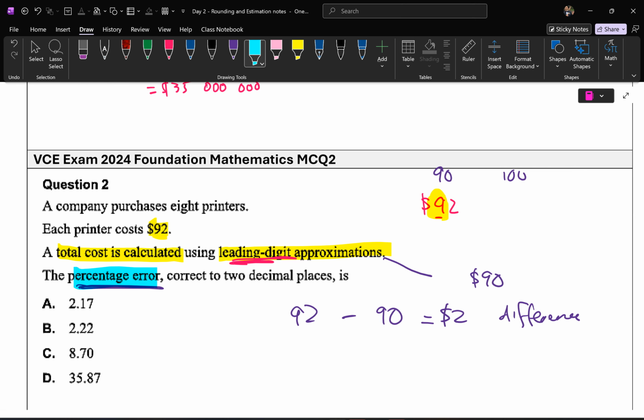So they want to know when you buy 8, what's the real cost? How much should have actually cost? Because if you bought 8 printers, if you had a calculator, you would have just done 92 times 8. That's the cost for the actual real price. But you're doing an estimate because it's easier for you to do a quick calculation. So if you bought 8 of these, this is much easier to calculate in your head. What's 8 times 90?